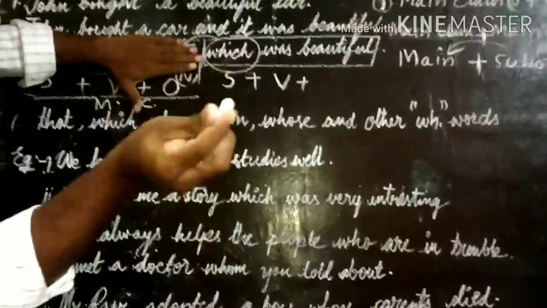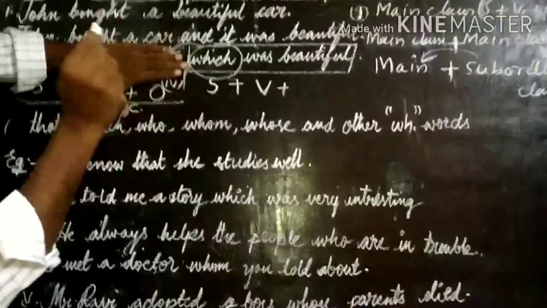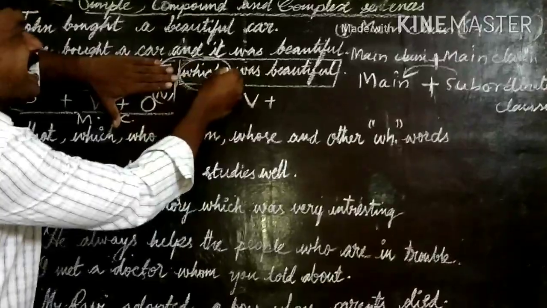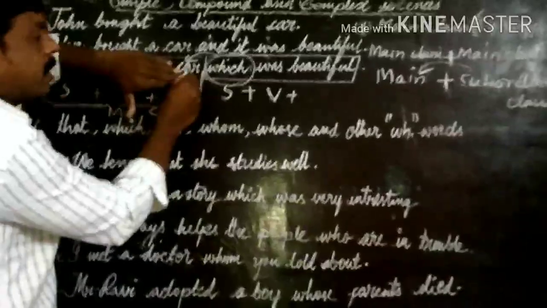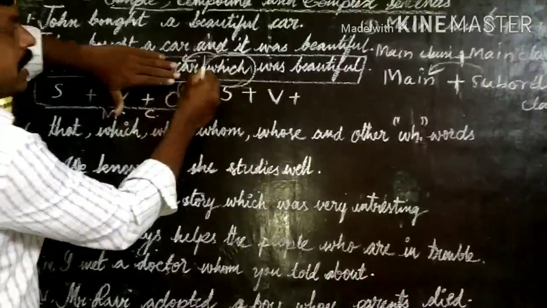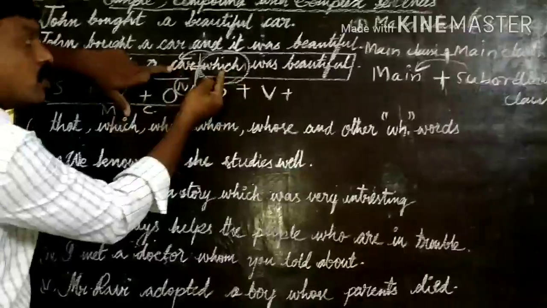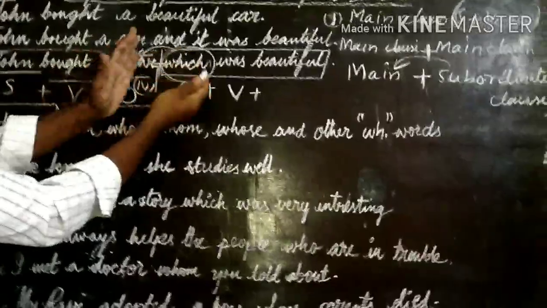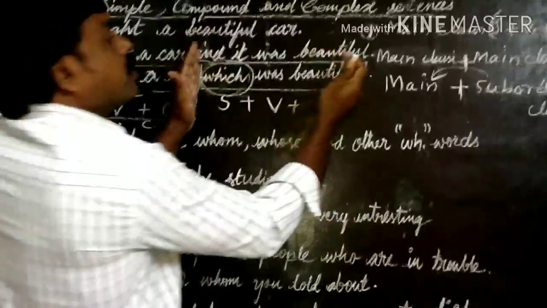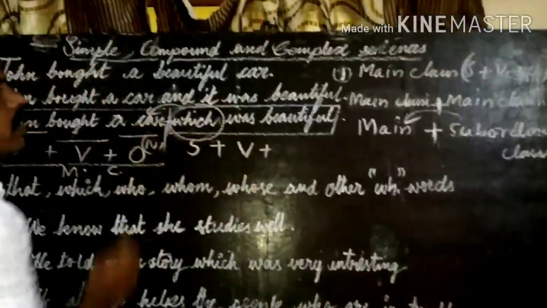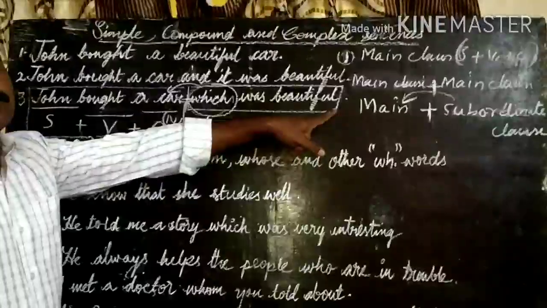What was beautiful? Only when it can make sense, only when it is connected or written after the noun, in front of it, when it is connected to the main clause. Which was means which, that means a car. So this which was beautiful, the subordinate clause, makes sense. So this is a subordinate clause. Then: John bought a car which was beautiful.